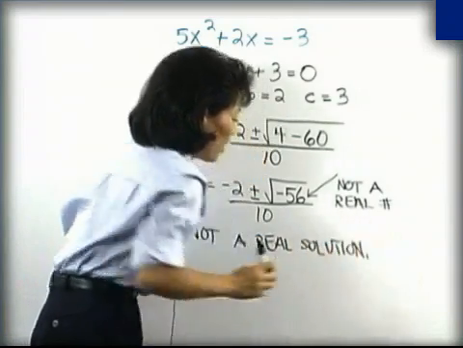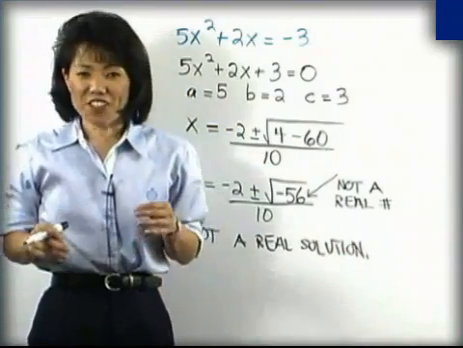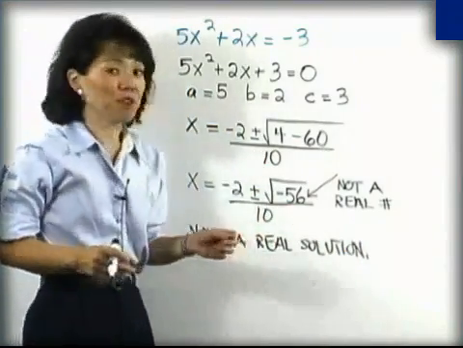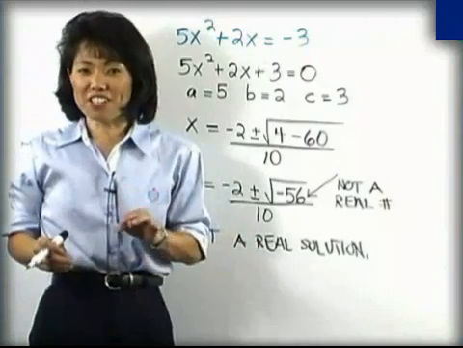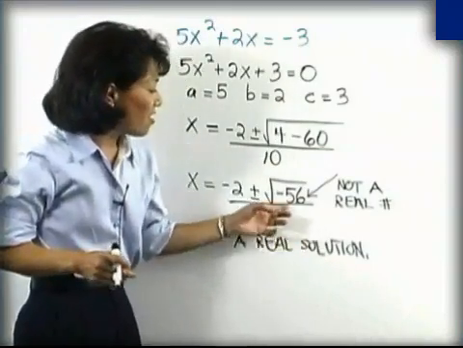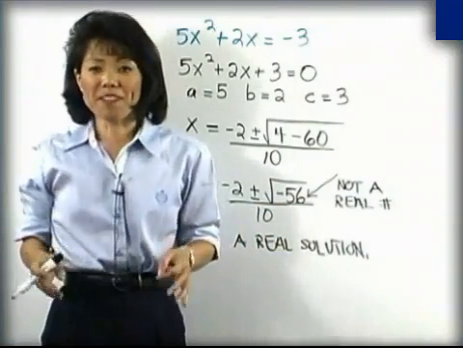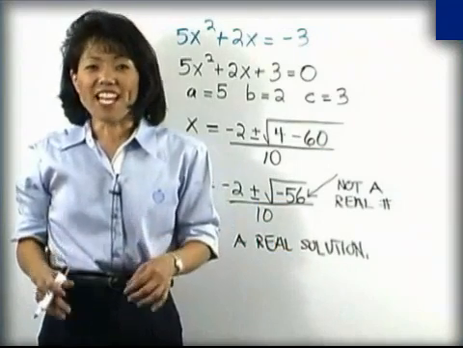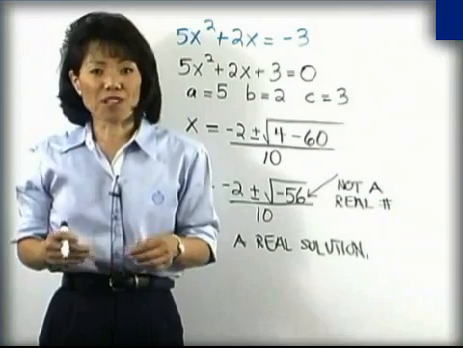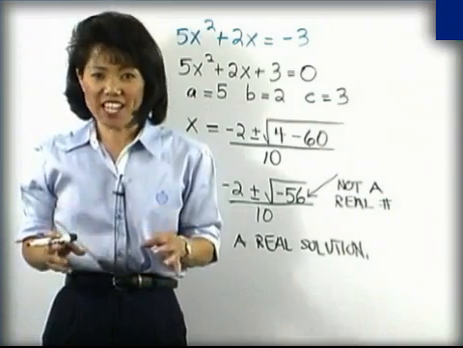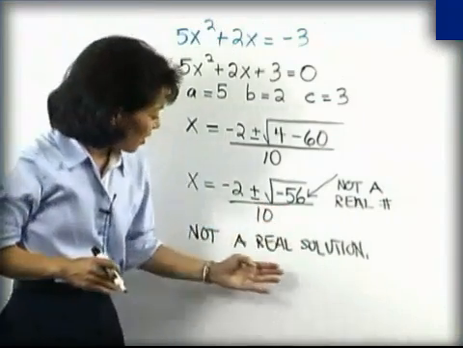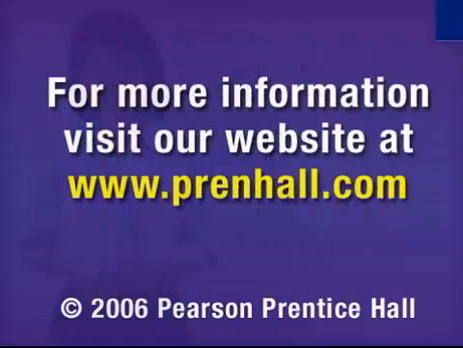Now, I bet at this point you're hoping that there are a lot of problems that turn out in this fashion, so you can just write not a real solution. Well, let me give you just a little clue. In the next couple of sections, we're going to learn that this number, although not a real number, is called an imaginary number, and we're going to open up a whole new world of numbers for ourselves, which are called complex numbers. We haven't gotten there yet, so in this section, whenever you get a negative radicand, you can write not a real solution.